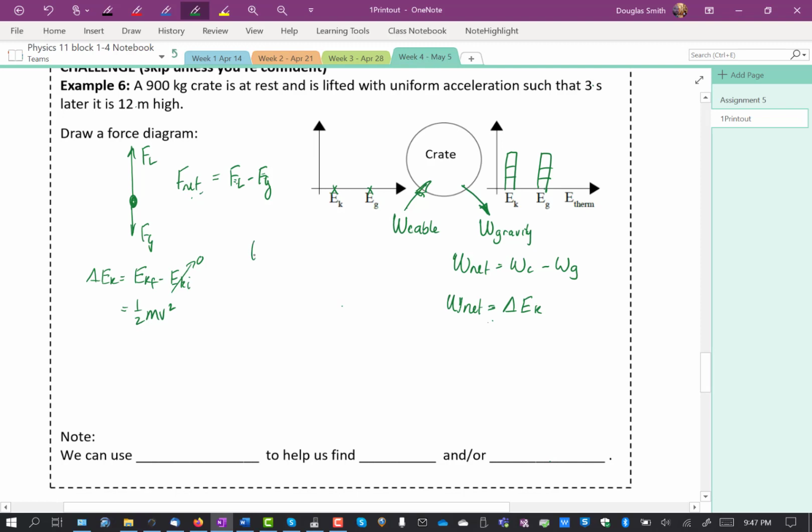So we know time is 3 seconds. Displacement is 12 meters. And we could use this equation. Delta x is 1/2 v minus v naught times t. V naught is 0. So we get v is equal to 2 times delta x divided by t. That's 24 divided by 3. This is 8 meters per second. Therefore, work is equal to delta EK, which is 1/2 times 900 kilograms times 8 meters per second squared.